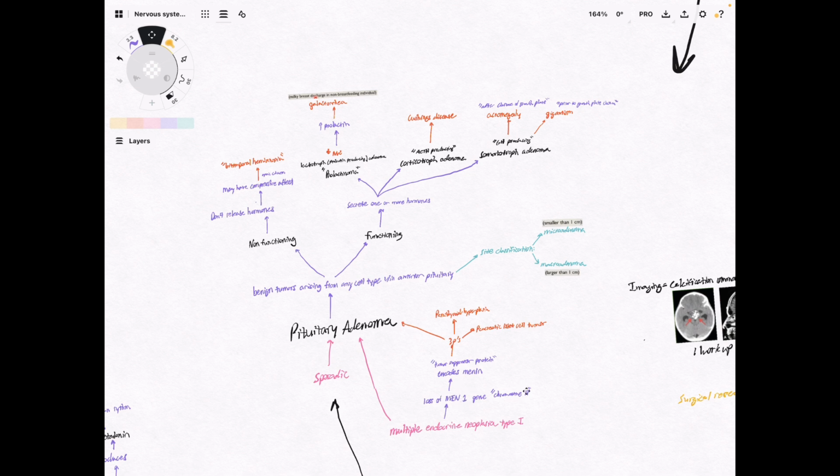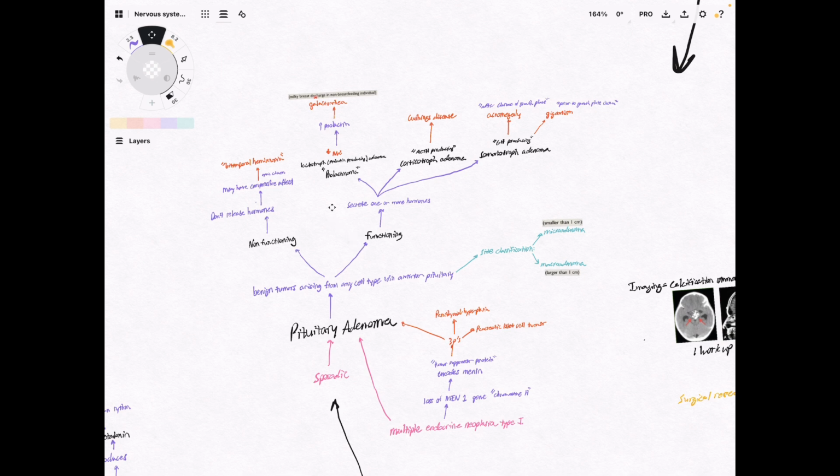And again, MEN1, 1, chromosome 11. So pretty easy to remember just like that, just like neurofibromatosis type 2 is chromosome 22. This is MEN1 and chromosome 11. Of course, menin is a tumor suppressor gene, so it suppresses growth. It can lead to pancreatic islet cell tumors, parathyroid hyperplasia. These are not very important right now. Just remember that multiple endocrine neoplasia type 1, due to loss of menin, can lead to a pituitary adenoma.